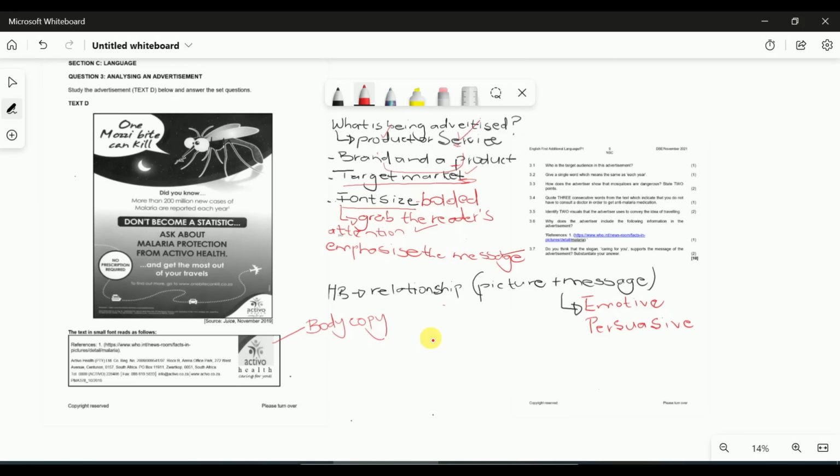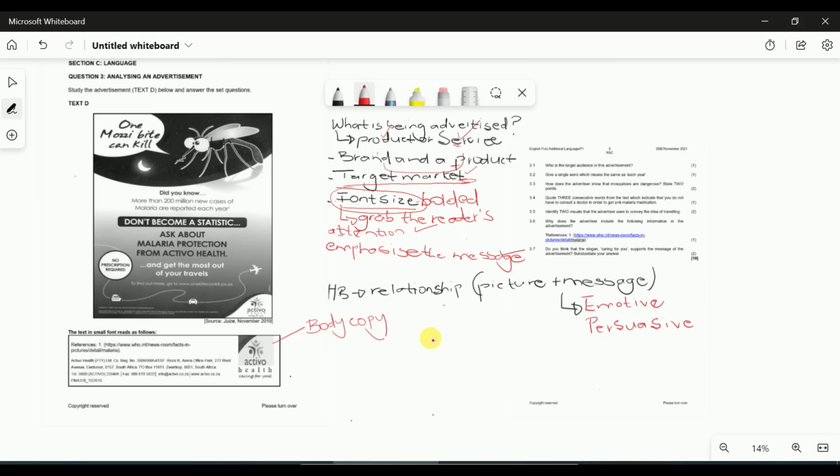So even the font size does come into play, it does actually serve a greater purpose in an advert, to grab the reader's attention and to emphasize the message. So whenever you see different font sizes, know that the font sizes also serve a particular purpose, if not an important purpose, in an advertisement.